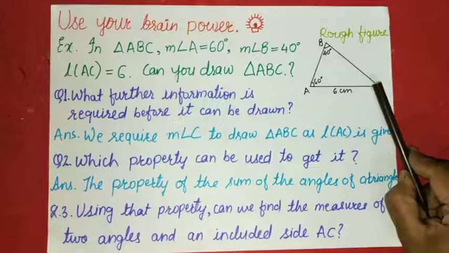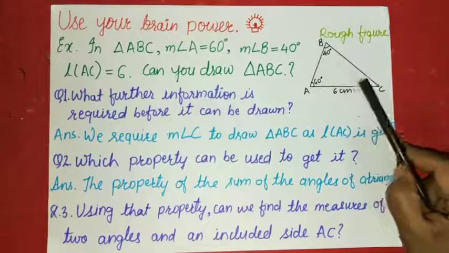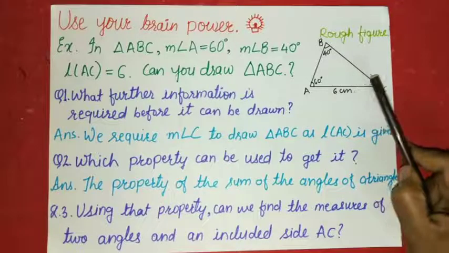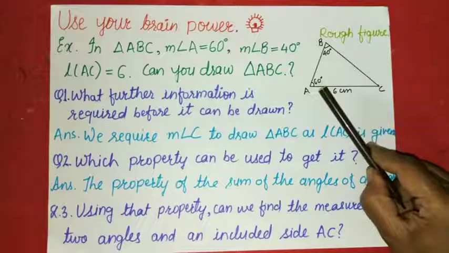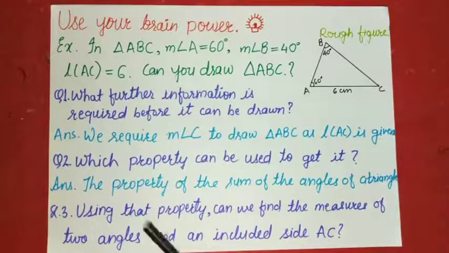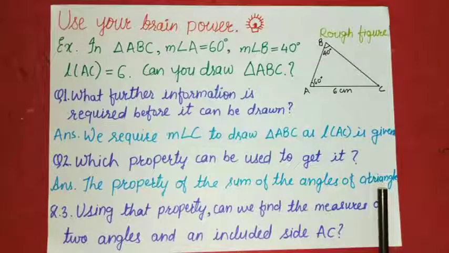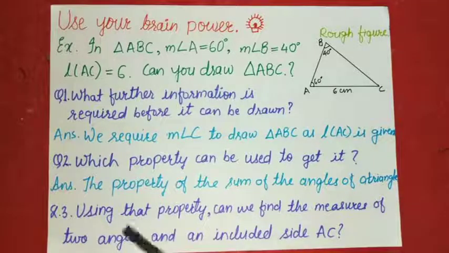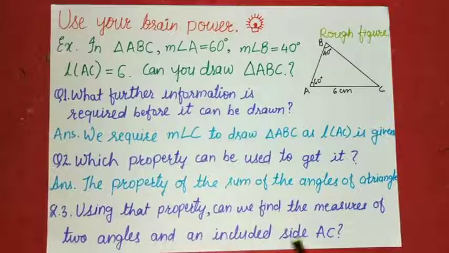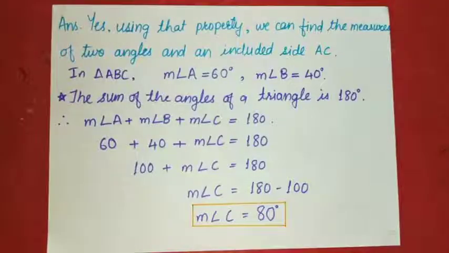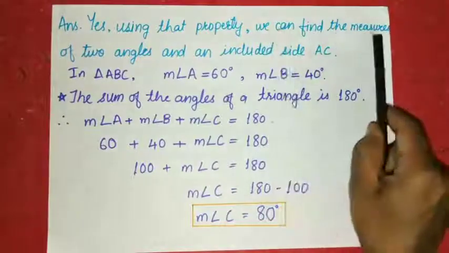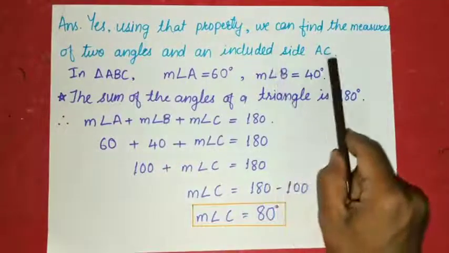Out of these three angles of a triangle, we know two of them. We know the property that the sum of all angles of a triangle is 180 degrees. Since we know the measures of two angles, we can find the measure of the third angle. So the property of the sum of the angles of a triangle can be used to get the measure of angle C. Now using that property, can we find the measure of two angles and the included side? Yes, we can. Here I had already written the answer. Using that property we can find the measures of two angles and the included side AC.